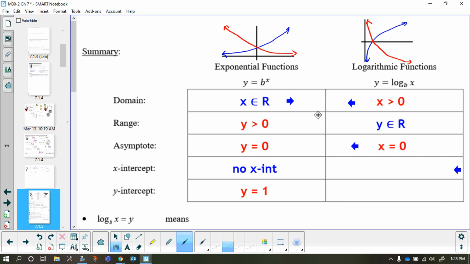So notice how this y changed to an x up there, and this x here changes to a y down here. That's a characteristic of inverses. We don't spend much time getting into it in this course, but you get inverses by interchanging x's and y's. On the exponential function, we had no x-intercept. Now we have an x-intercept of 1. So again, this y becomes an x equals 1, that's the intercept. This x becomes a y, and there's no y-intercept for the logarithmic function.